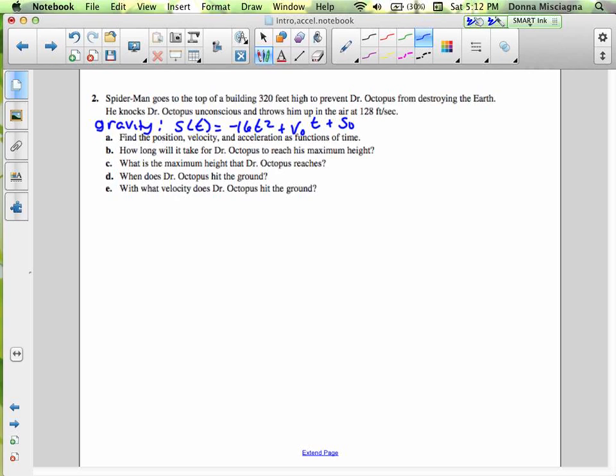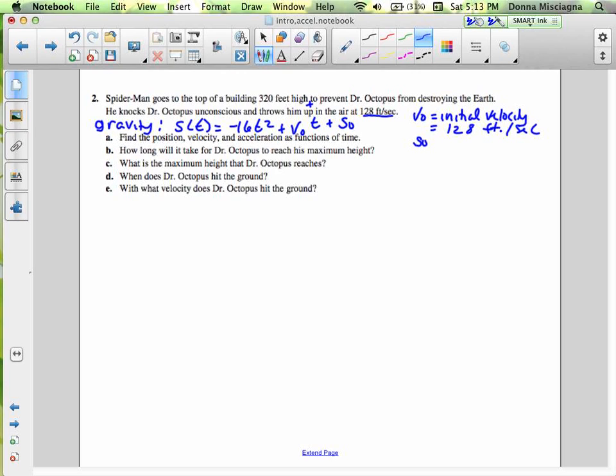All right, so you should commit that equation to memory so that you remember how to write the equation when you've got something either being thrown up or something being dropped. Now we just need to identify v naught and s naught. v naught is initial velocity. He's throwing him up in the air at 128 feet per second. Now we have to think, is it positive or negative? If he's going up in the air, it's positive. So that's going to be 128 feet per second.